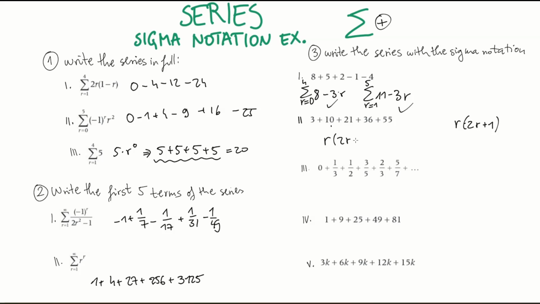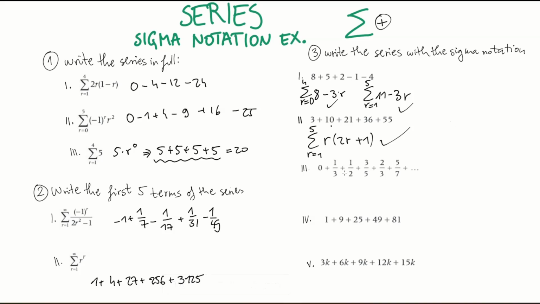So I will just rewrite that sigma notation below this equation, and we get r times 2 times r plus 1 in parentheses, and I just write the sigma notation running from 1 to, since we have 5 terms, to 5. And that's also the solution to this example.